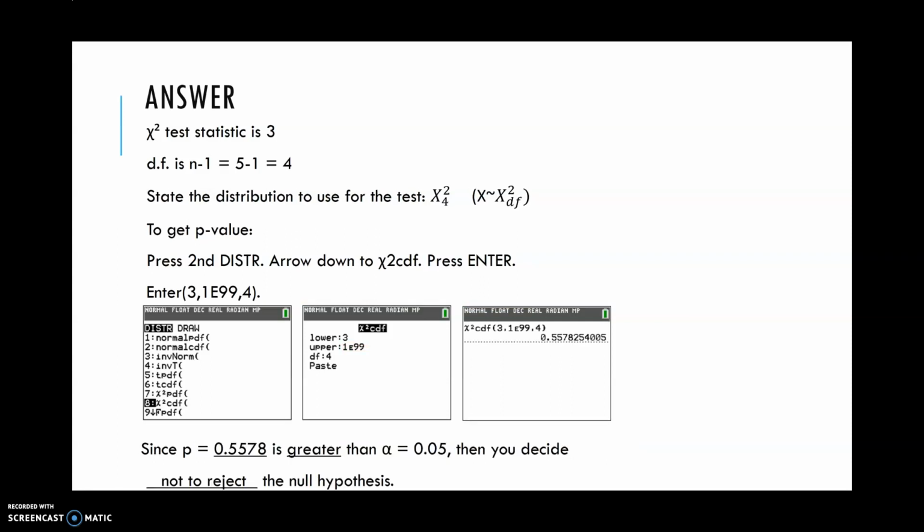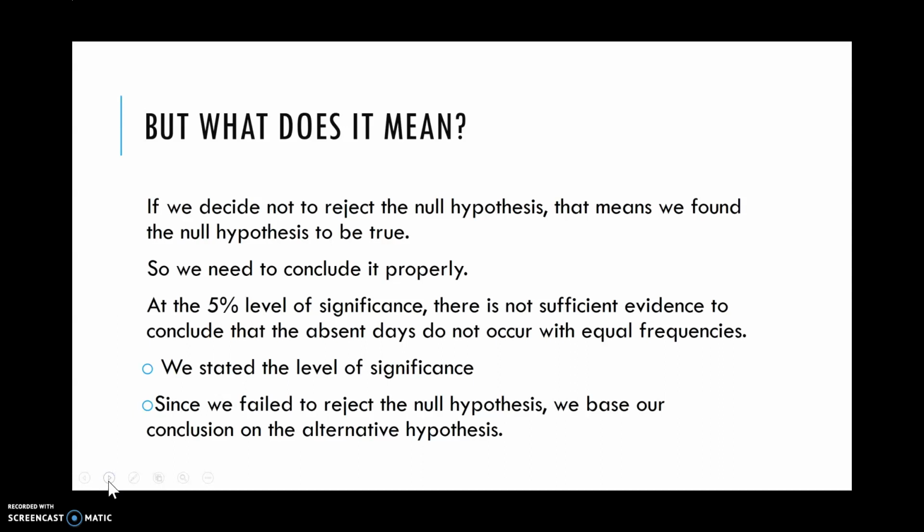All right, so since p is 0.5578, now we're going back to the same thing that we were doing. We're going to compare p to alpha. So alpha is 0.05, 95% confidence level, so 5% level of significance. Since p is greater than alpha, then we decide not to reject the null hypothesis, all right? So that's that same thing that we've been doing.